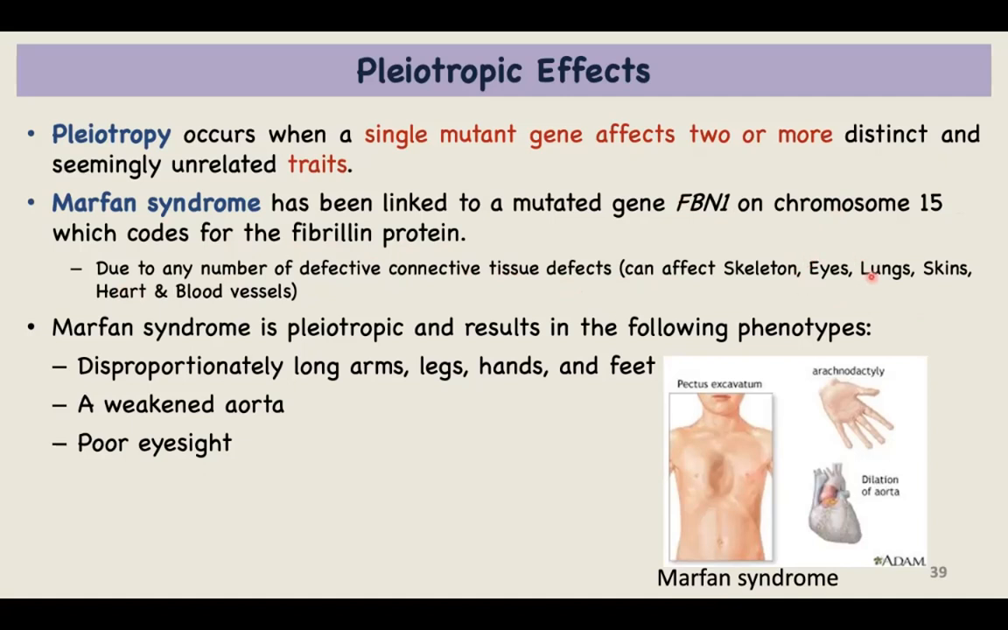Maksudnya banyak trait yang dia boleh kacau. Okay, it can kacau skeleton, eyes, the lungs, the skin, heart and blood vessels. So this is pleiotropy. A single mutant gene affects two or more traits. Okay. Marfan syndrome ni selalunya dia akan jadi disproportionate, dia punya long arms, kadang long legs and hands and feet. Dia punya heart pun very weak, dia ada weakened aorta and they have poor eyesight. So this is an example of pleiotropic effect.